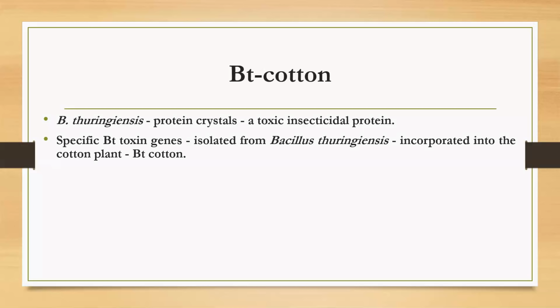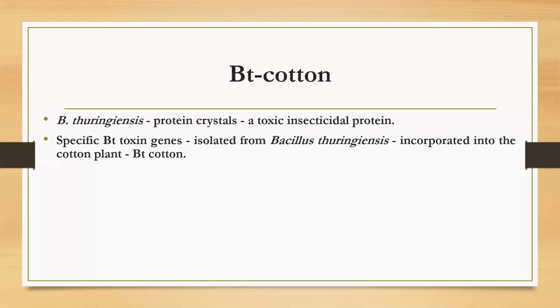The specific Bt toxin genes were isolated from Bacillus thuringiensis, and such genes were incorporated into the cotton plant in the embryonic stage. So the cotton plant developed from such an embryo is known as Bt cotton. So Bt cotton consists of the gene isolated from the bacterium called Bacillus thuringiensis.